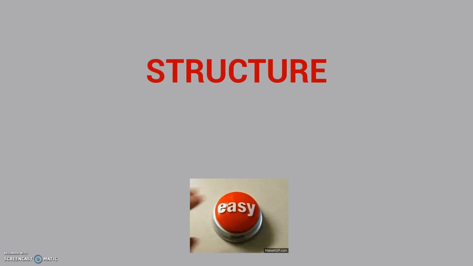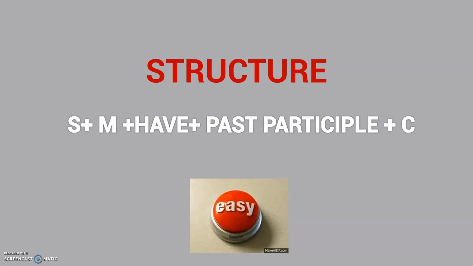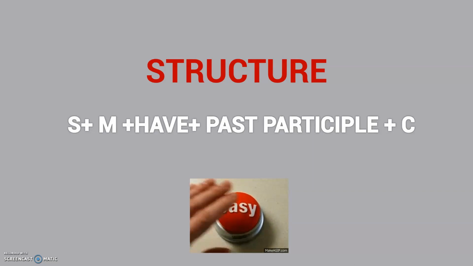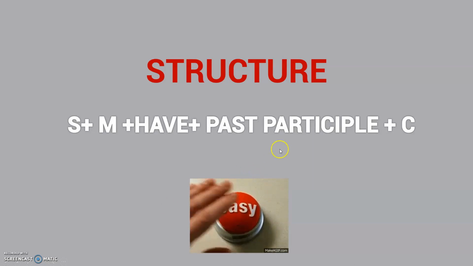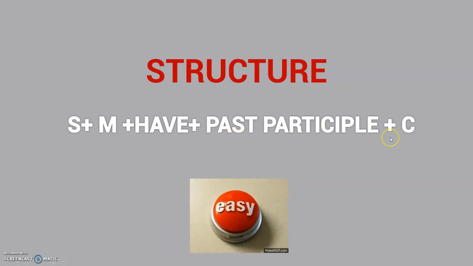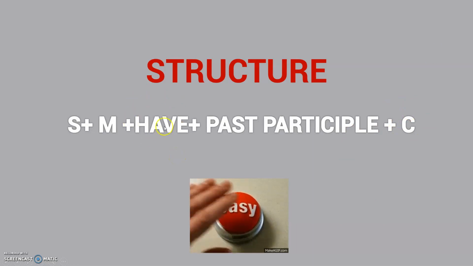We have right here the structure for the modals in past, and it's really easy. You're gonna have the subject plus the modal, may, might, should, can, must, and then have. Remember that because that's going to help us to create the past form of the modal. And then we're going to have the past participle of the verb, which is our third form of the verb, plus the complement.